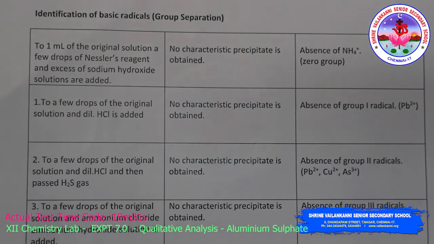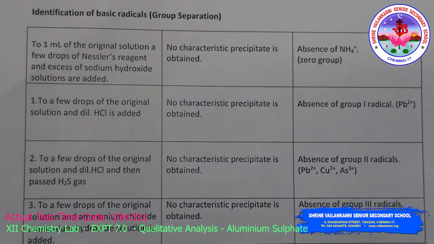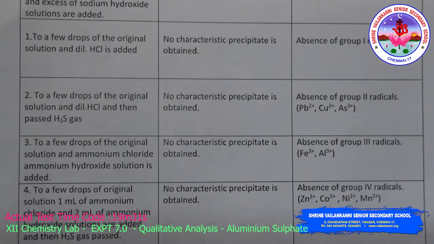For the zero group, take 1 ml of the original solution, add Nessler reagent, and excess sodium hydroxide solution is added. No characteristic precipitate is obtained, so absence of zero group. Then the first group: original solution with dilute HCl, no characteristic precipitate, so absence of first group radicals. Then a few drops of original solution with dilute HCl, then pass hydrogen sulfide gas. No characteristic precipitate is obtained, so absence of lead, copper, As3+.